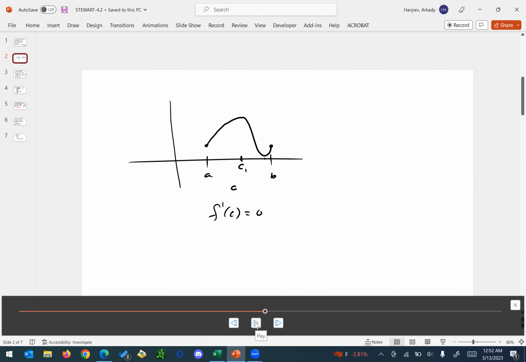In fact, there's two values, so I actually have to differentiate here. I have to say c1 and c2. There it is, c1, c2. There's actually two places where the derivative would be equal to 0.